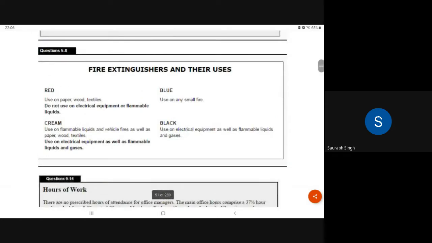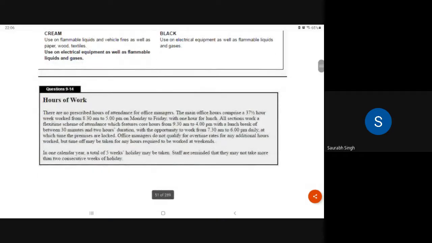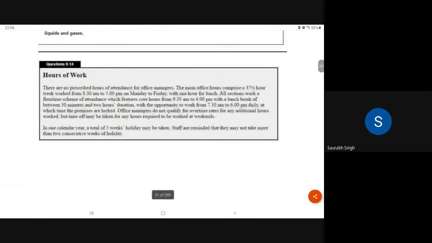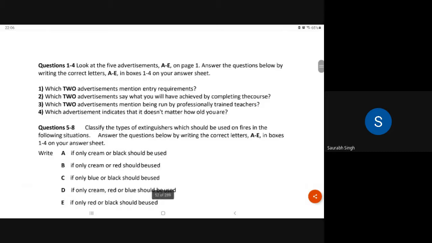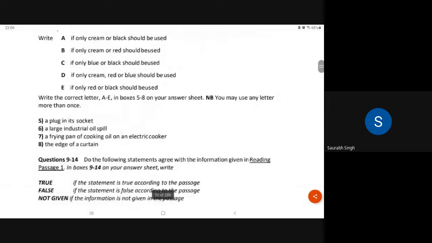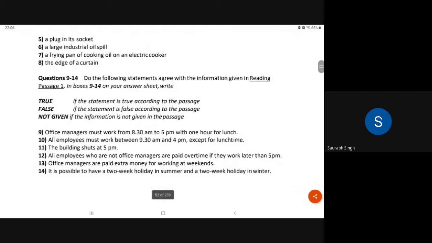Then questions 5 to 8, whose are they? Fire extinguishers and their uses. And then questions 9 to 14 would be hours of work. That is your true, false, and not given. Right? So this is an entire one section of reading. Don't think it is 3 sections. So you have to please increase your speed while attempting these questions. Okay, so we would be doing the next set of questions, that is 9 to 14.